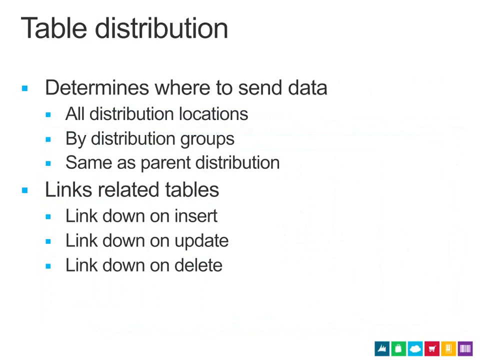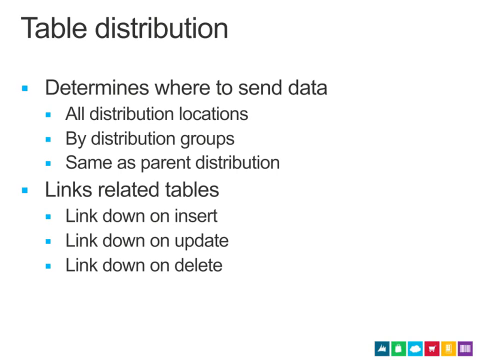And then a key part of the A job is the table distribution. This is a setup that really defines where the data is sent. There are three distribution types that you can set up. One is the all distribution locations. That means if there's one change, it goes everywhere, to every store. We don't care if there's any relationship to it. We're just sending it to all the stores.